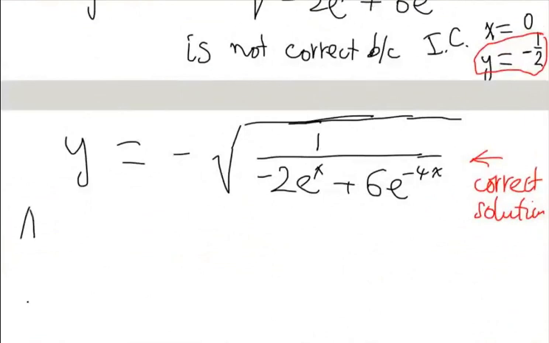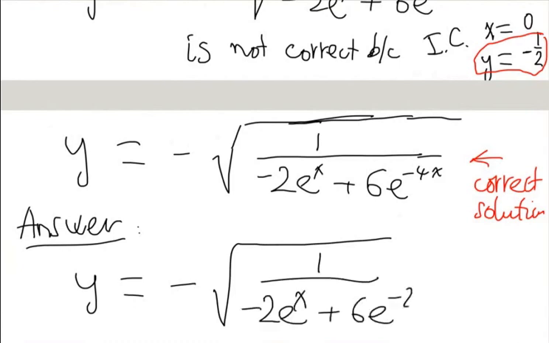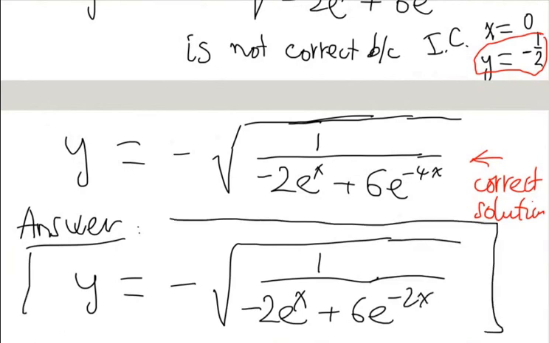So I'll just write out the answer. The final answer correctly is y equals minus the square root of 1 over minus 2 e to the x plus 6 e to the minus 4x. This is the solution to the given initial value problem.